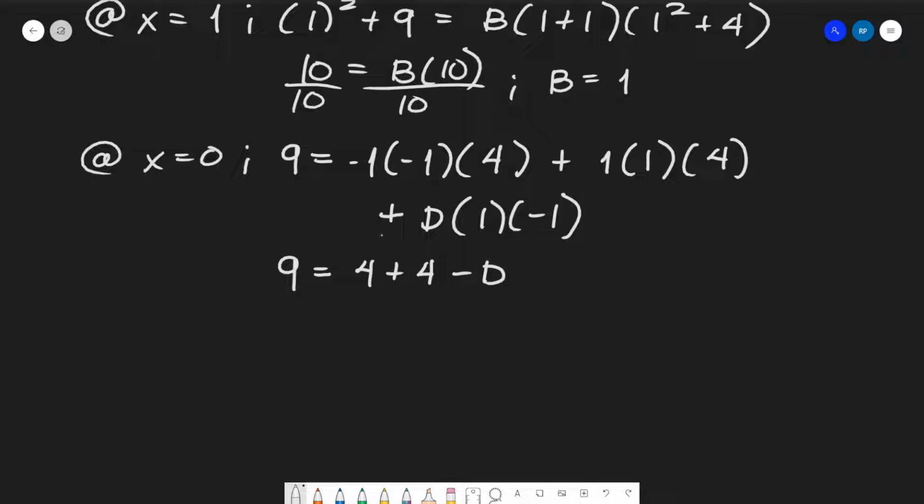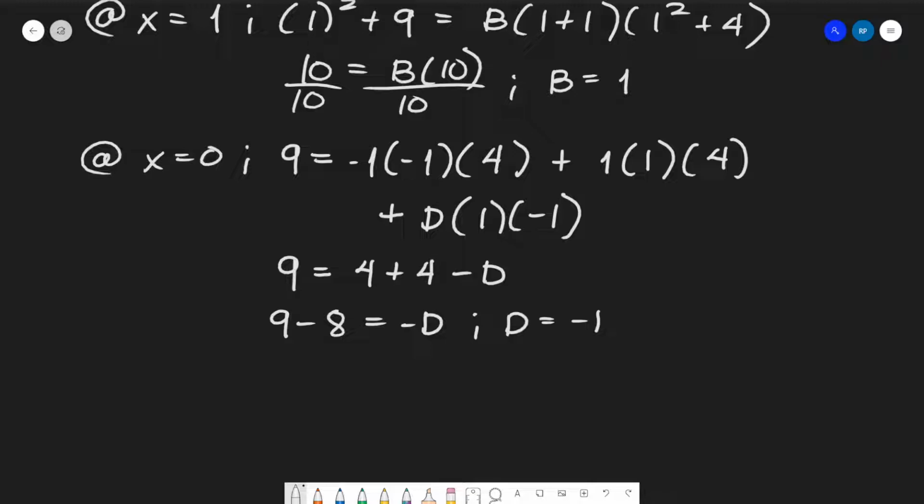So lipat sa kabila. So 9 minus 8 is equal to negative D. Ayan, so negative D. So therefore, 1 is equal to negative D. D is equal to negative 1, obviously. Okay? So that's for D.